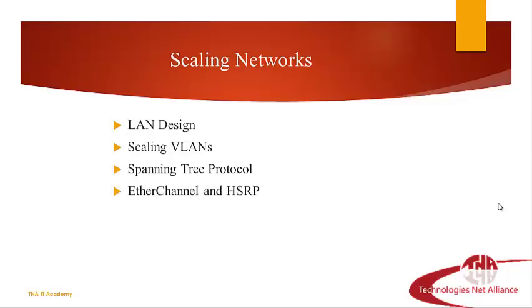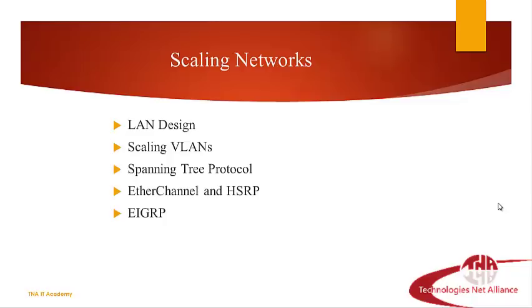If we need to aggregate Ethernet links, we form EtherChannels. We will discuss what are the EtherChannels, how we can make EtherChannels, and we will discuss the load balancing mechanisms of EtherChannels. For gateway redundancy, we use first hop redundancy protocol. The Cisco proprietary first hop redundancy protocol is HSRP, Hot Standby Router Protocol. We will discuss its concepts and implement in a lab scenario.